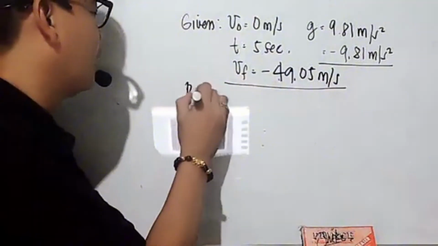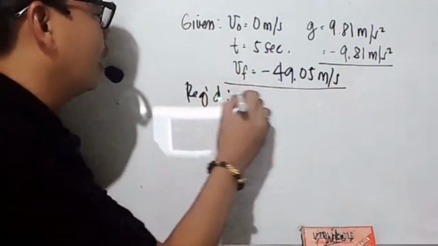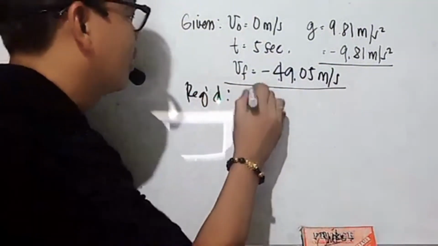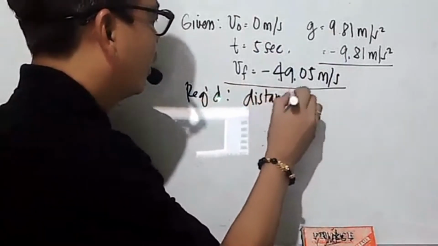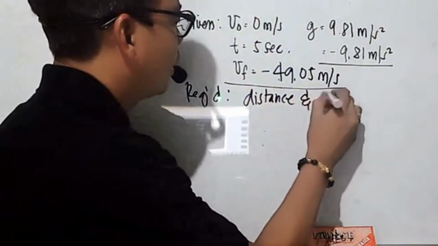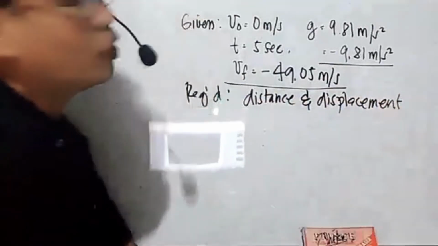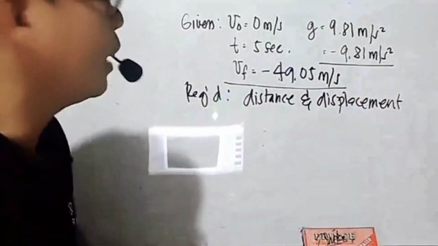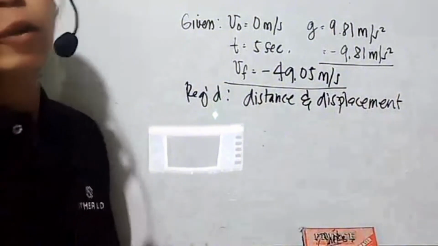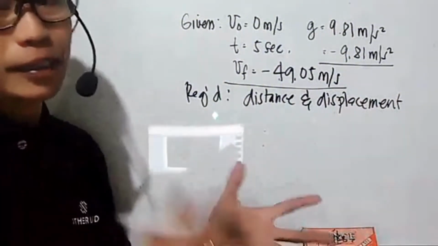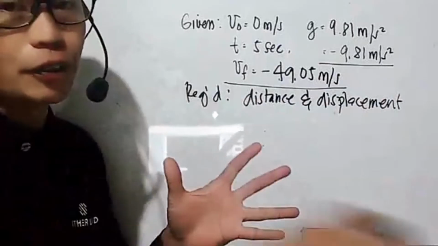Okay, so required is the distance and displacement. Okay, so I think you're familiar with this. Distance is a scalar quantity while displacement is a vector quantity. Now looking at the formulas, we have 4 formulas given in kinematics before in horizontal motion.